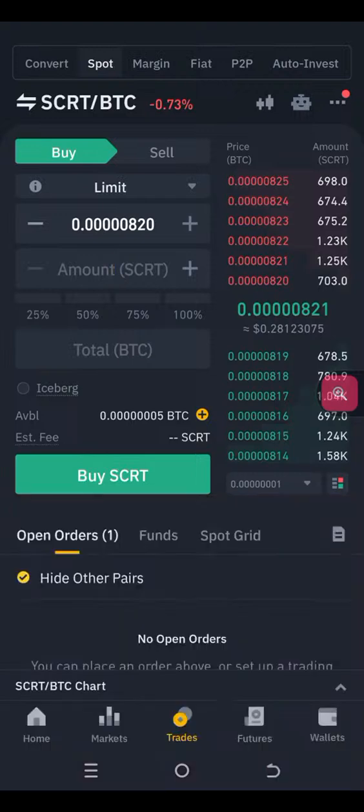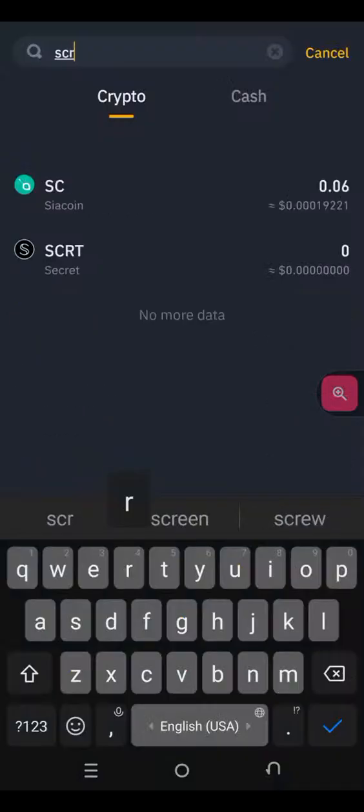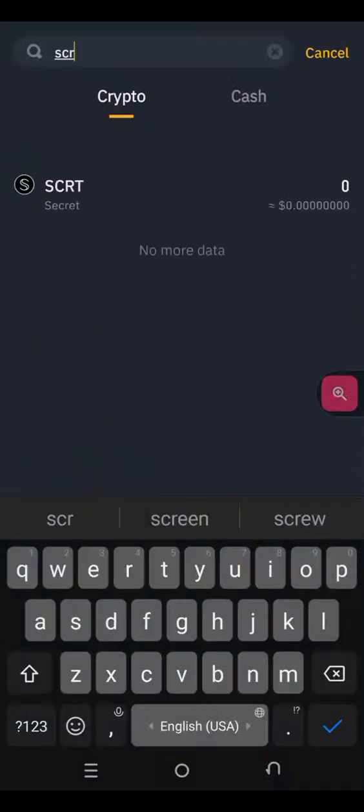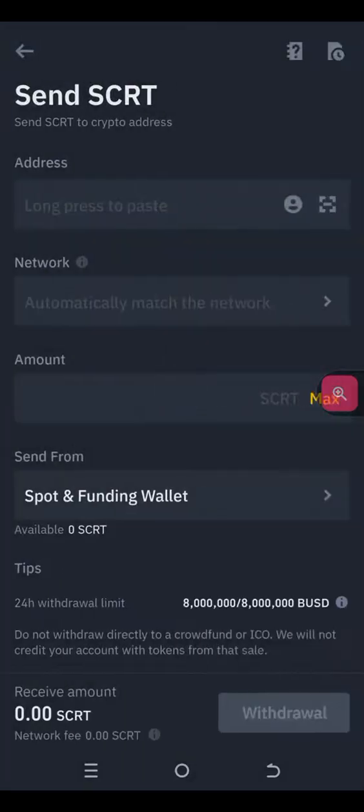Let's go and check the withdrawal, okay? Because the withdrawal is very important. We'll click on withdraw. Let's search for SCRT. Click on Send by Crypto Network. And we want to check, what is the network?